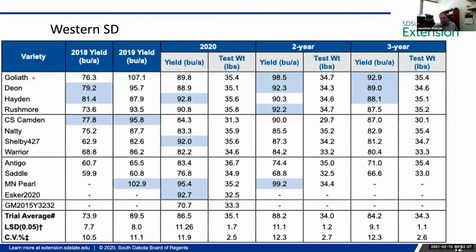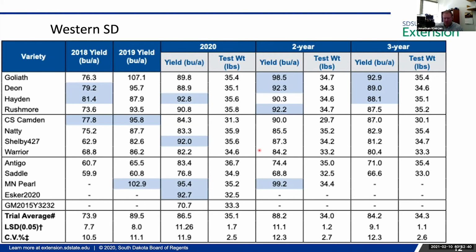Goliath, remember I said Goliath is a big lodger. Well, out in the West, we typically don't have enough growth, so it doesn't lodge, so it tends to yield a little bit more out there. CVs are kind of high here, just because I think we have a lot of drought pressure in Western South Dakota relative to Eastern, and the weed control in some of these plots has been a little bit suspect as well. And that will introduce some variability, but still under 15, so we would call that good data.